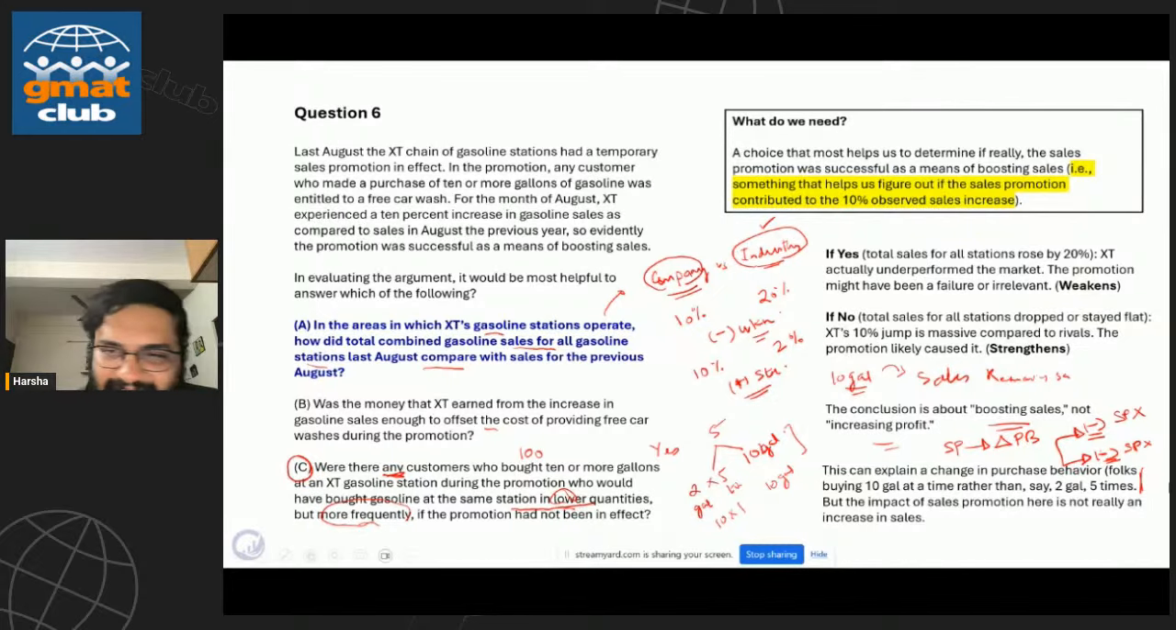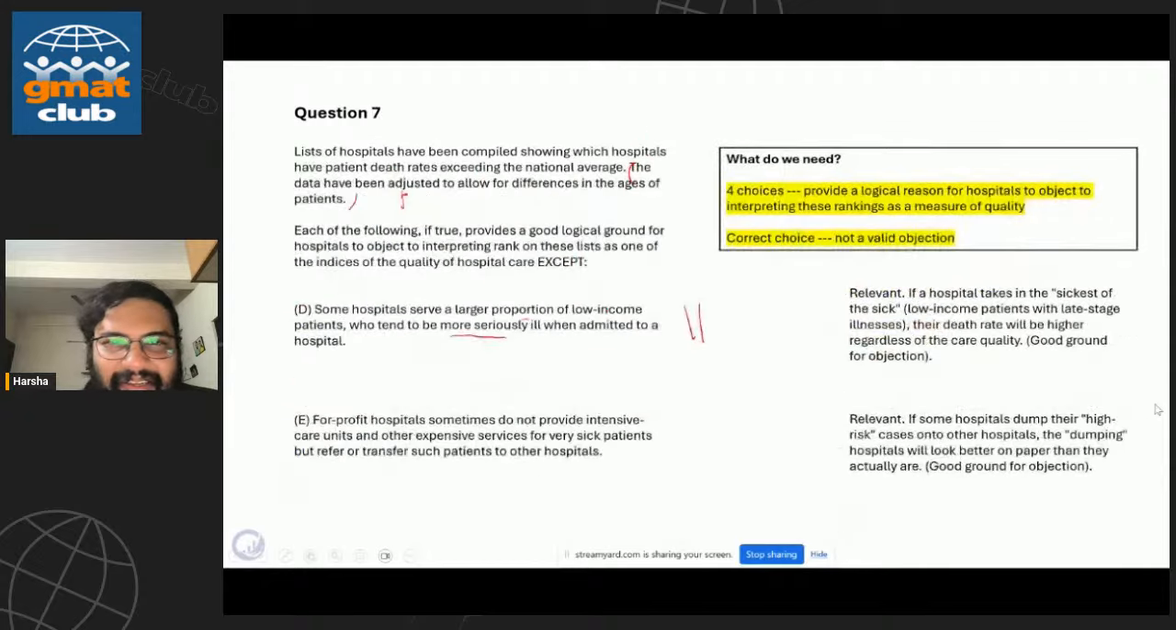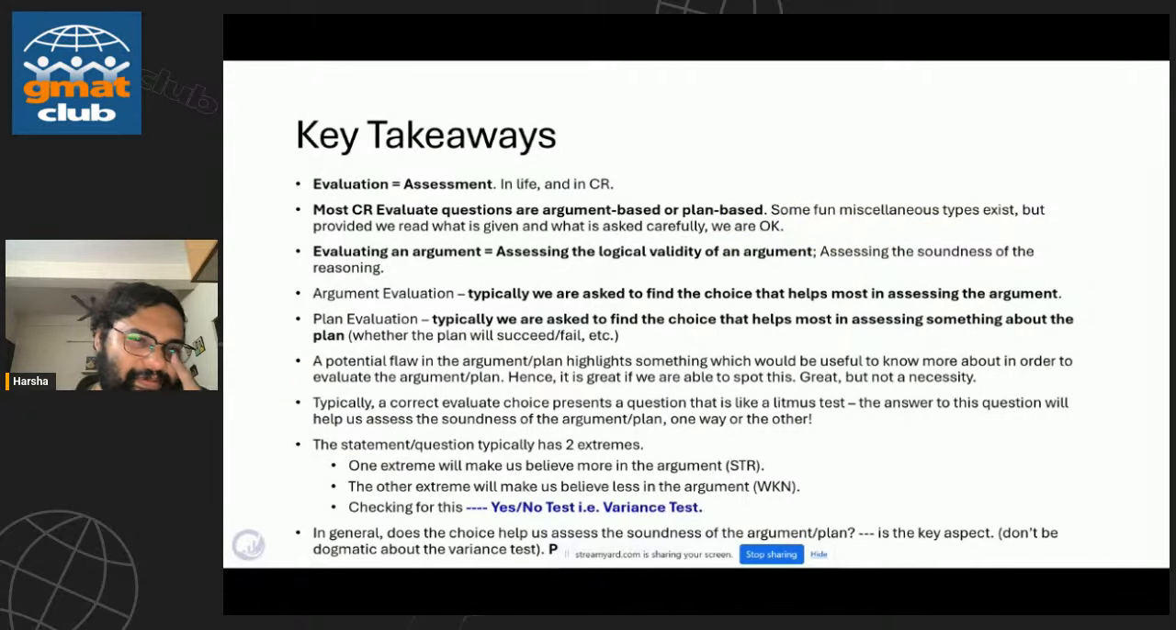What else, guys? Let me just summarize some of the things we discussed. Most of this is covered. Mostly, what I really want you to pay attention to is the yes no test. Mostly, it applies: one side should make you believe more, one side makes you believe less. 98% of the time, that's what you'll see.